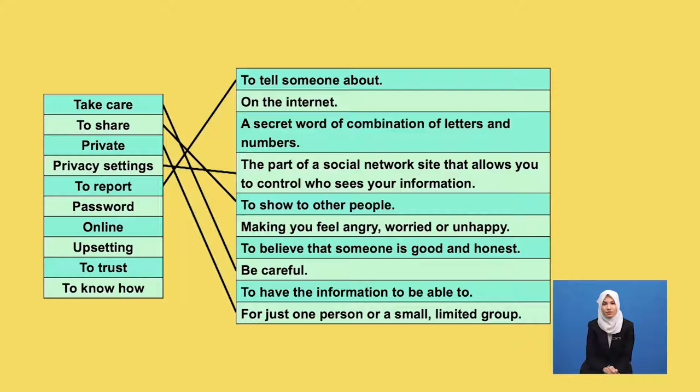Next one, to report. It means to tell someone about. A password is a secret word or combination of letters and numbers. When you're online, it means you're on the internet. Upsetting means making you feel angry, worried, or unhappy. To trust is to believe that someone is good and honest. And lastly, to know how means to have the information to be able to. Do you get it all correct? Good job, children!